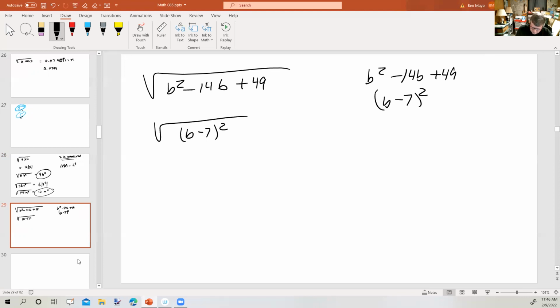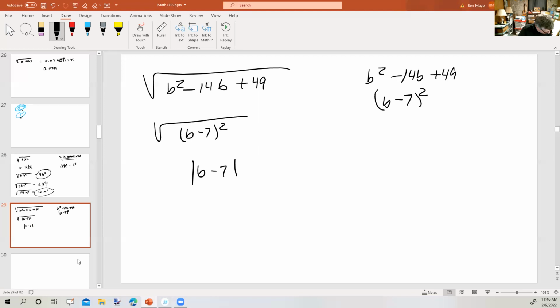Well, the square root of a square is going to be the base inside, b minus 7. But now, again, we still have those same restrictions or lack of restrictions that says the variables are unrestricted. Since b could be a positive or a negative number, we can't have an answer that's negative because we're taking an even root. So we need absolute value bars. Okay.